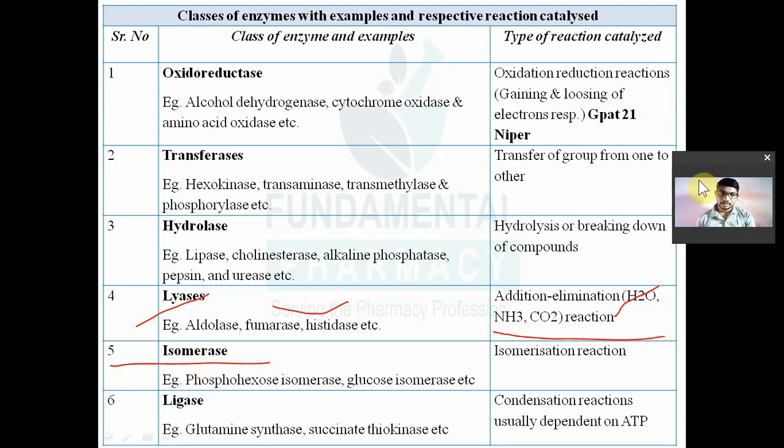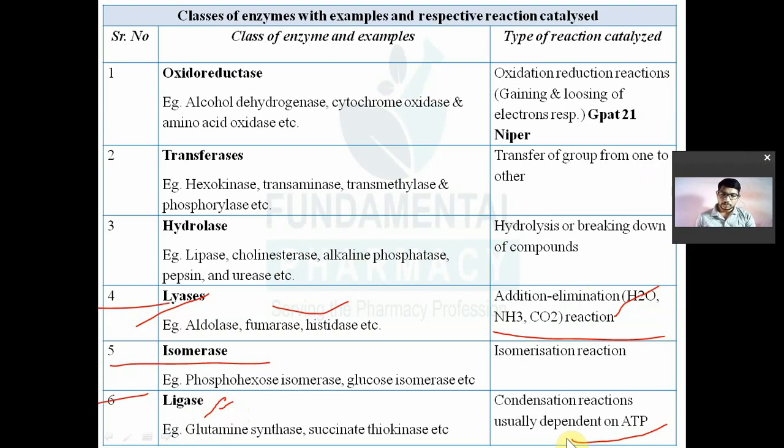Then the next category of enzyme is the ligases. Ligases means to bind or to synthesize. They are involved in condensation reactions, and they are mostly ATP dependent. So those reactions are catalyzed by ligase enzymes.